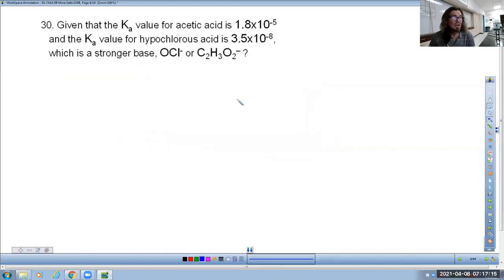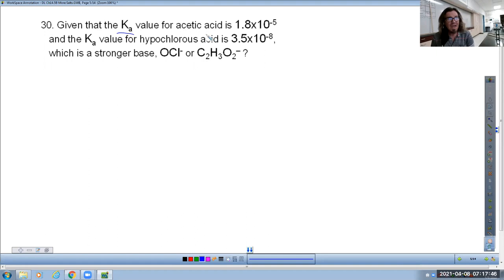Question number 30. Given that the Ka value for acetic acid is 1.8 times 10 to the negative fifth and the Ka value for hypochlorous acid is 3.5 times 10 to the negative eight, which is a stronger base, the hypochlorite or the acetate ion? If you're like me, you can look at that and go, I don't have any idea. So what I do is I actually write it out. The test is short enough now that there's enough time for you to work out all of the problems.